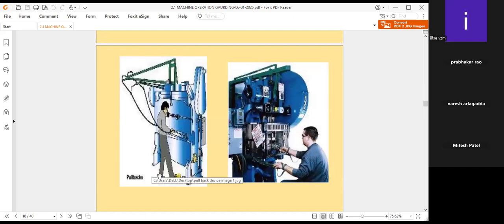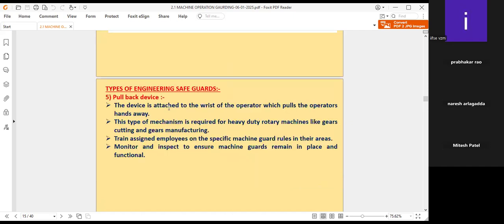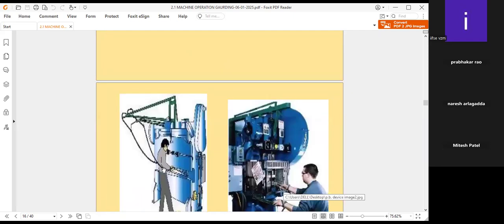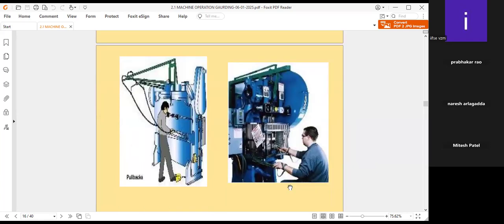In the pullback system, the device is attached to the operator's wrist, which pulls the operator's hands away. That's already told. The hand is operated here, here also, and here also the hand is involved. Very careful. We cannot ask them to wear gloves and all. It's not a chemical, it's a solid. Its shaft is just hitting your arm.